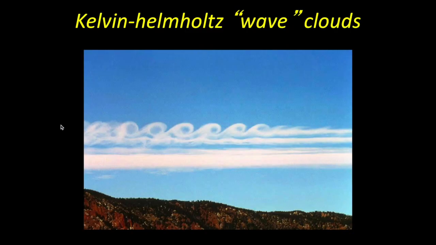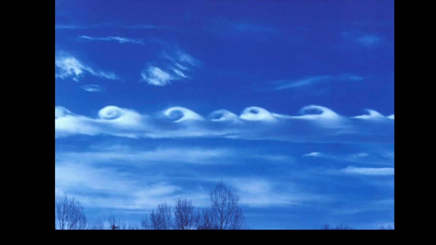Now, this is an interesting kind of cloud. You don't see these very often. They're called Kelvin-Helmholtz clouds. They make waves. What's going on is the cloud is rolling along through the atmosphere, and as it rises, it condenses, and as it falls, it evaporates. Here's some other ones that are pretty awesome. Those are the Kelvin-Helmholtz clouds.